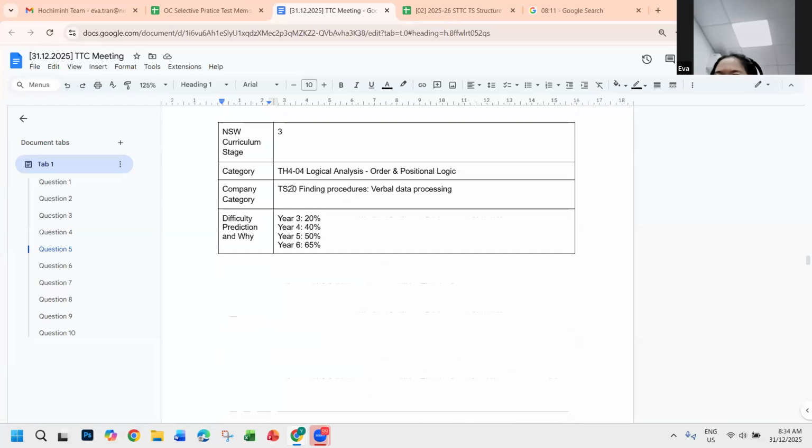Common category is ETS 20, audit procedure, verbal data processing.